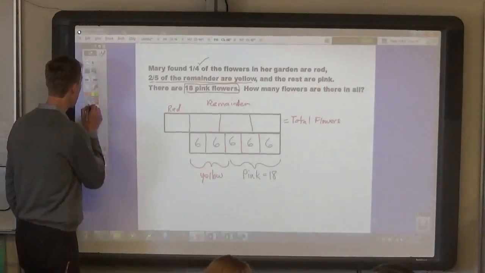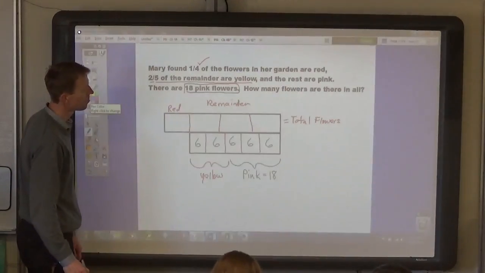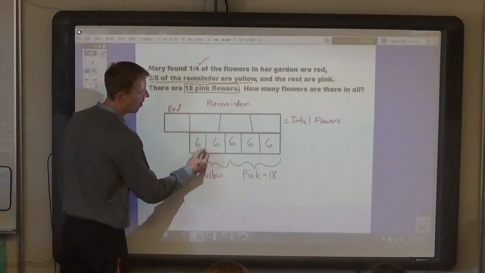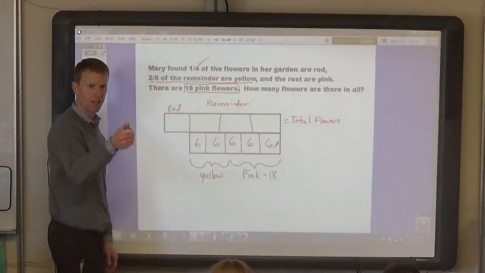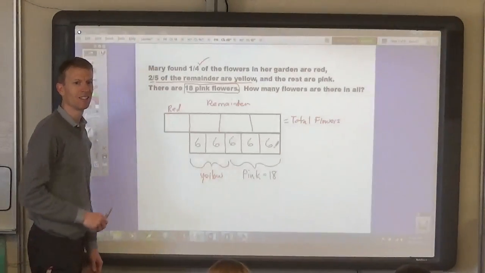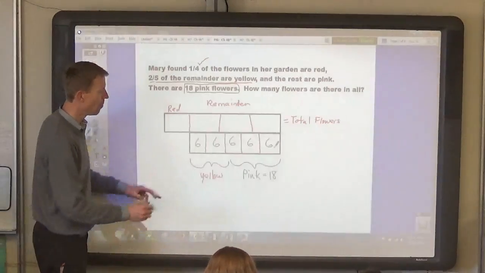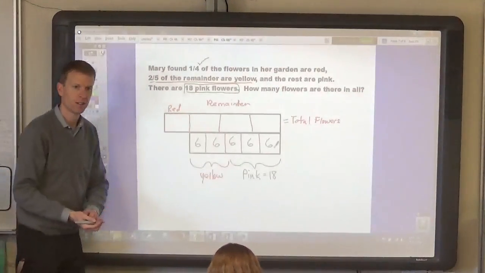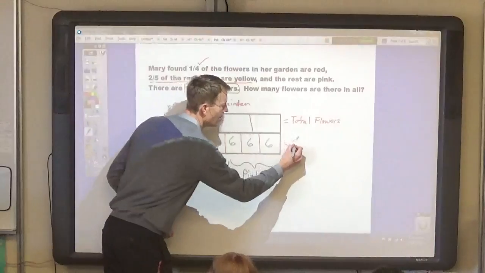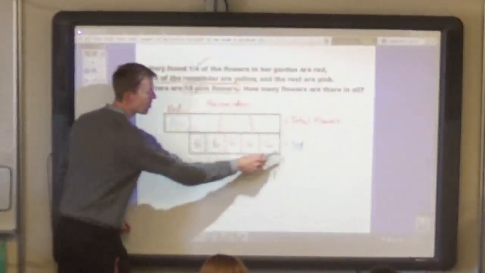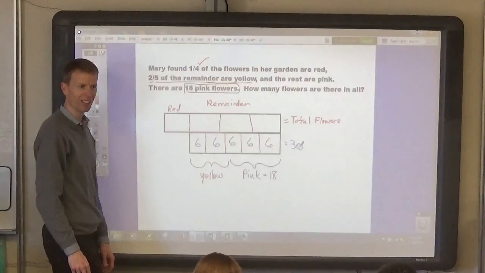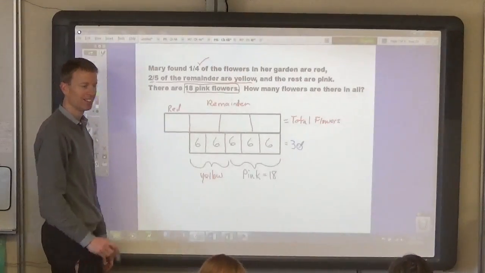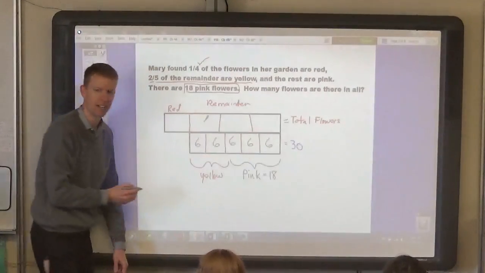Which means that there are how many? How many total yellow and pink? 30? 30. And these 30 can fit into these three boxes equally, can't they? How many are in each of these boxes then?